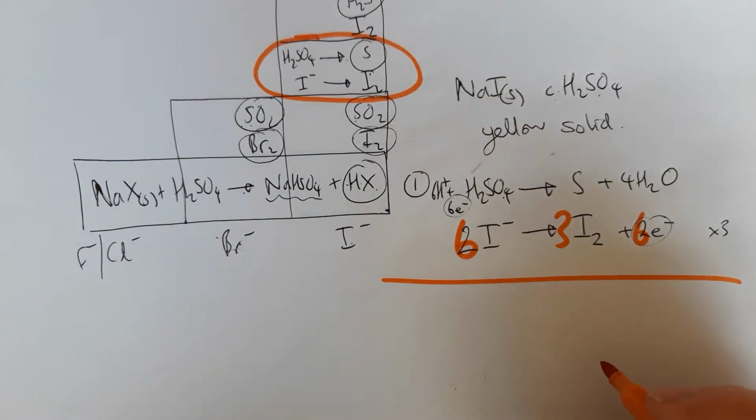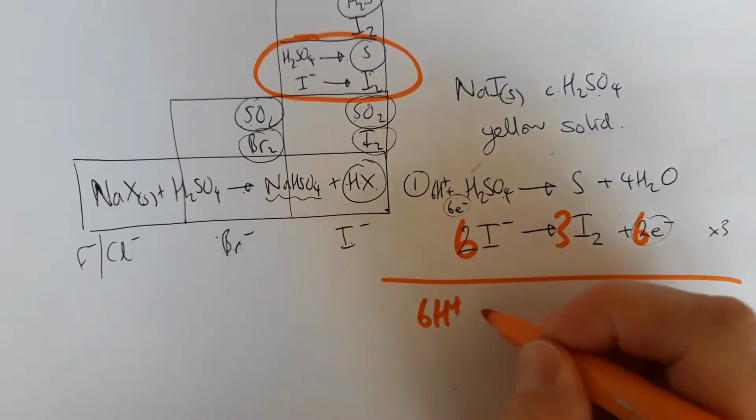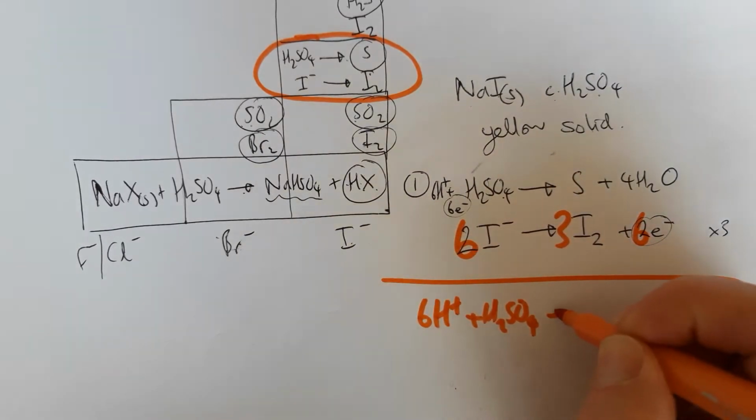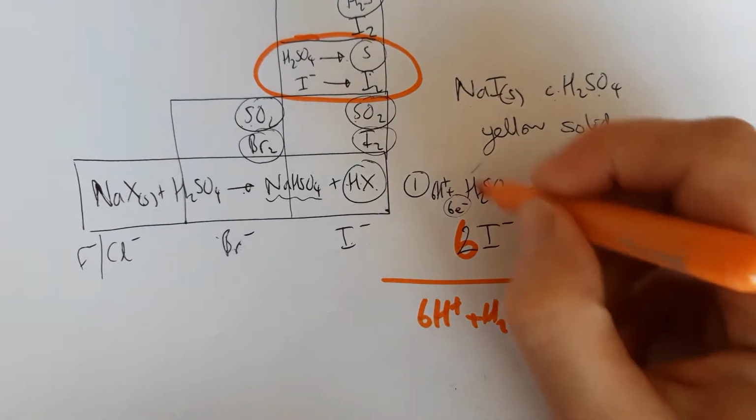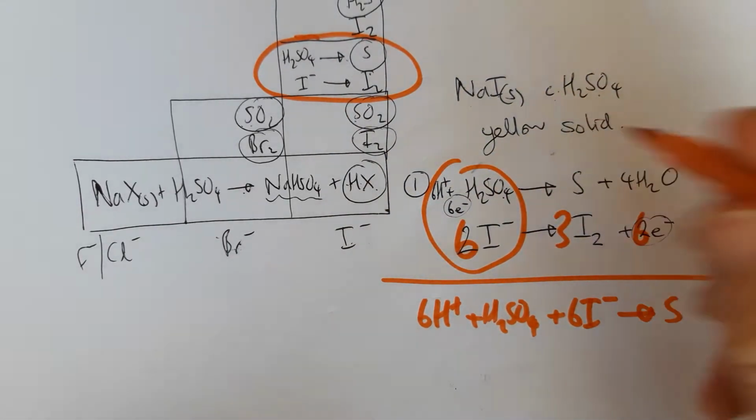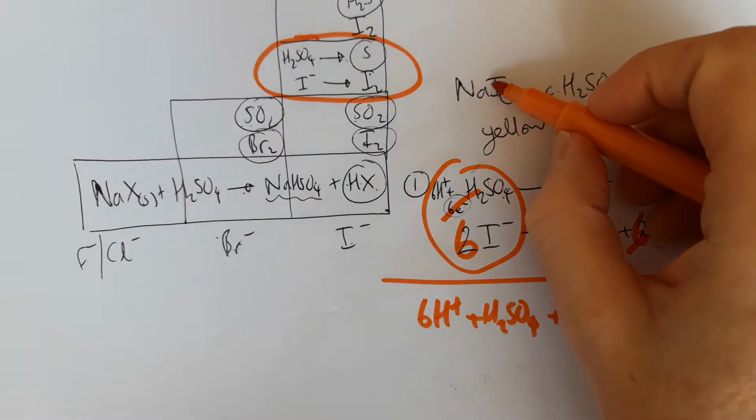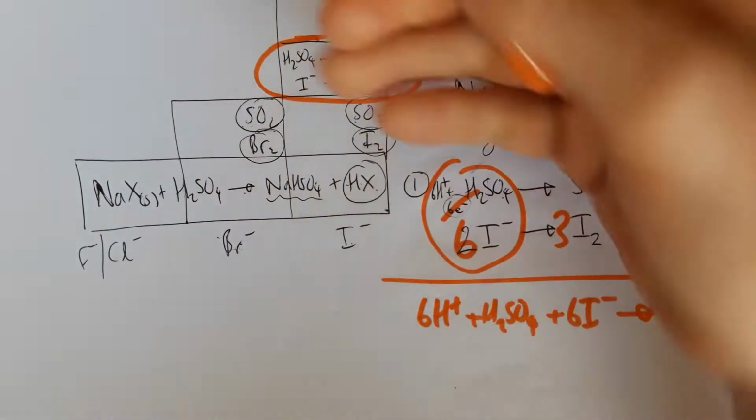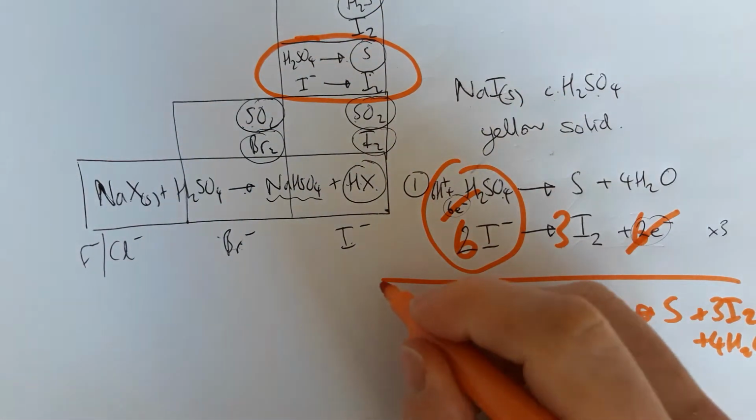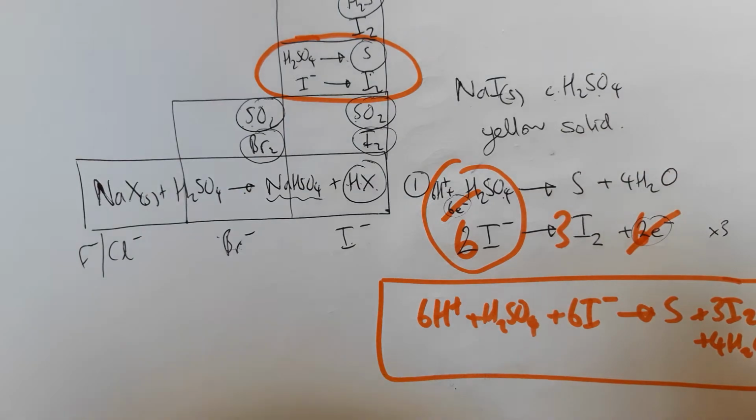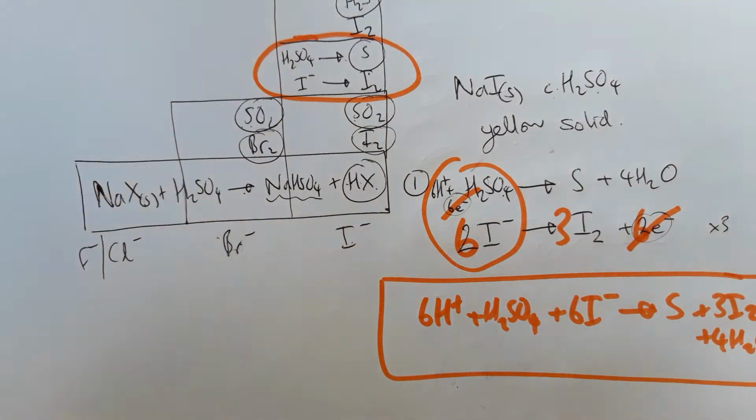Now all I need to do is join these 2 equations together. 6H+ plus H2SO4 plus 6I- arrow, that's these three, will make sulfur, which is the yellow solid, plus 3 I2, which is a black solid, plus 4 H2O. The electrons cancel. So the clues we got from the question were conc H2SO4 and iodide. It said yellow solid, and all I did, if I learn that sulfur and iodine are formed, I can come up with this equation. I have seen teachers teach this as learn an equation. You do not need to learn an equation, you just need to know the products.